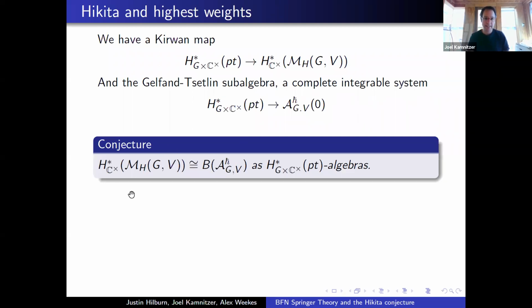Okay, so now this is the statement of the Hikita conjecture. It says that the equivariant cohomology of M_H is isomorphic to this B algebra of A_H. This is a funny algebra which controls the highest weights of modules for the Coulomb branch algebra, and this is just the equivariant cohomology. The conjecture is that these two are supposed to be isomorphic, not just abstractly. First of all, they should be isomorphic as algebras, and secondly, compatible with these Kirwan maps, the Kirwan map and this Gelfand-Tsetlin map.